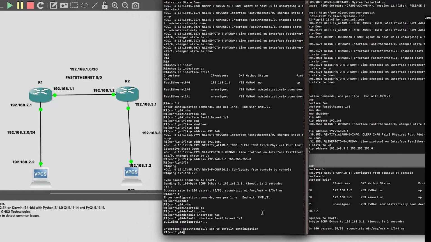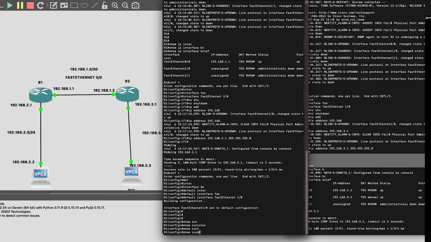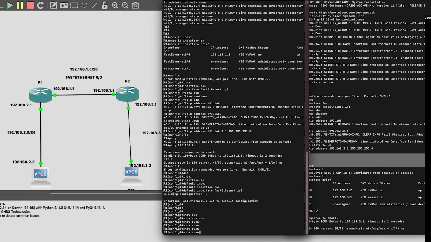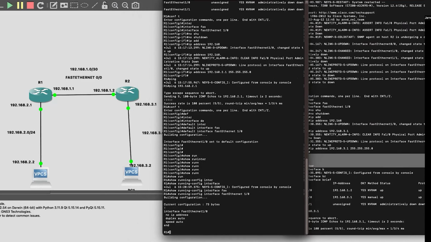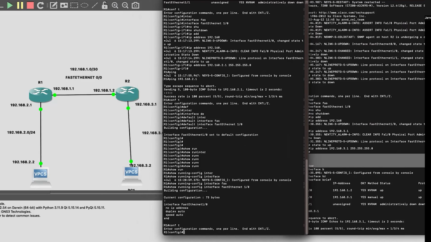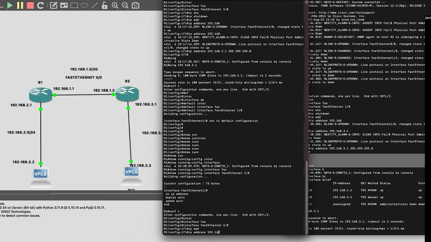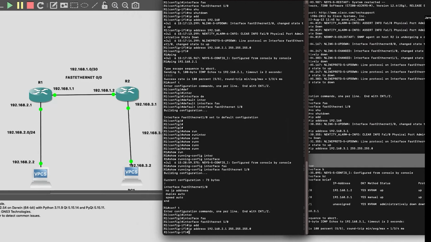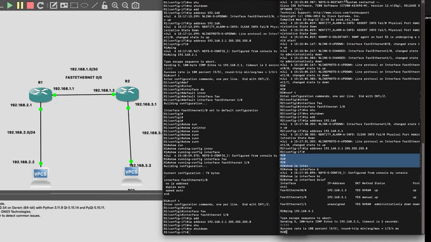So first thing we've got to do, and I actually don't think I configured the 2.0 network on R1. So interface fast 1.0. Nope. So I want to go config T, interface fast 1.0. The IP address I'm going to put on it is 192.168.2.1 and the subnet mask /24. No shut.